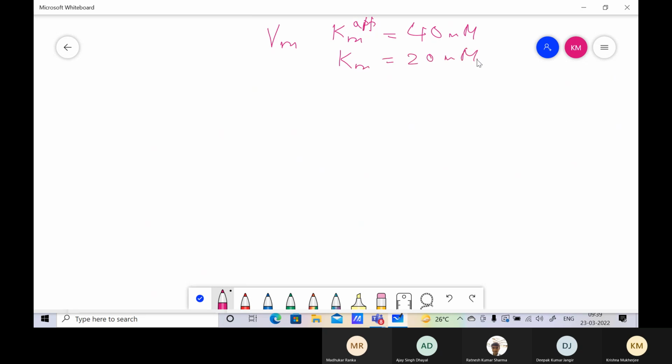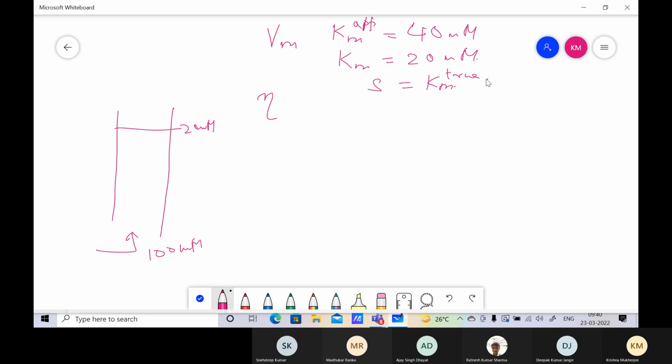Now can you tell me how will you proceed further? For example, what is the efficiency of the reaction when S is equal to Km? After all, your reaction is going to go here, and at some point, when the entering substrate is 100 millimolar, somewhere here it will be 20 millimolar, right? And you know that this is S equal to Km true actually. What is the efficiency of the reaction?